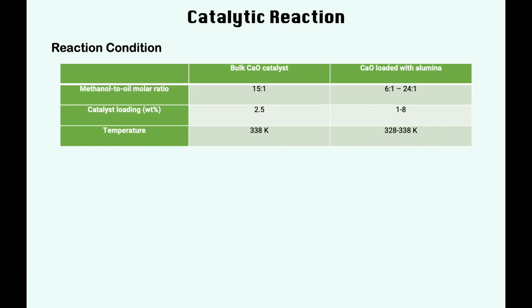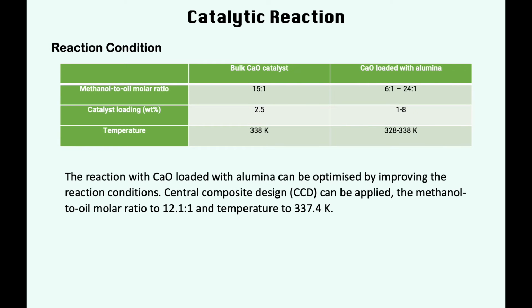There is not much difference for reaction temperatures. Bulk calcium oxide catalyst uses a reaction temperature of 338 Kelvin and loaded calcium oxide catalyst uses a temperature range from 328 to 338 Kelvin. The reaction with calcium oxide loaded with alumina can be optimized by improving the reaction conditions. Central Composite Design (CCD) can be applied. The methanol to oil molar ratio is 12.1 to 1 and temperature is 337.4 Kelvin.